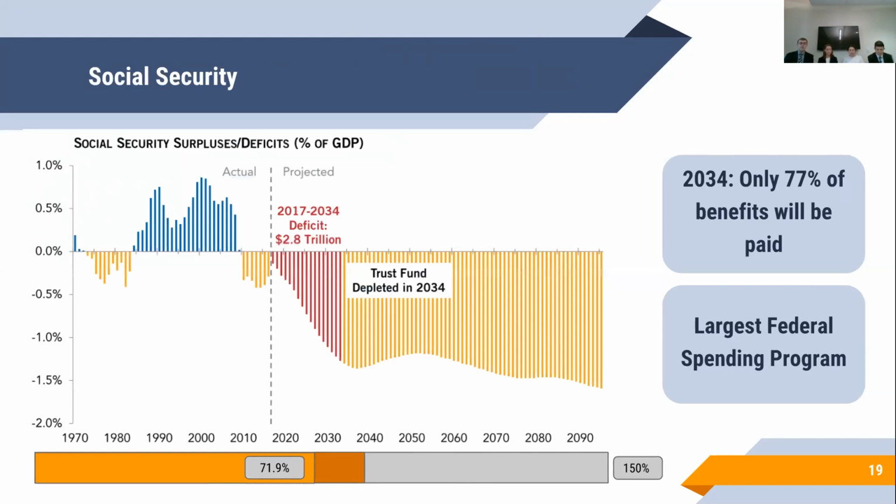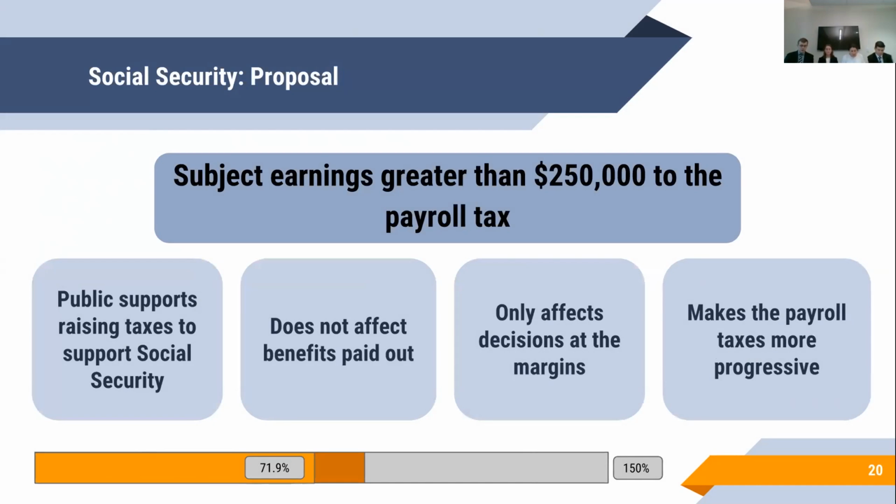Finally, we look at the largest federal spending program, Social Security. According to the Social Security Administration, the program will run a cumulative deficit of $2.8 trillion from now until 2034. The OASDI trust fund will run out in 2034, and after that, only 77% of benefits will be paid. We considered altering Social Security benefits to address this shortfall, but we felt that went contrary to the spirit of the program. Instead, we proposed to subject earnings greater than $250,000 to the payroll tax.